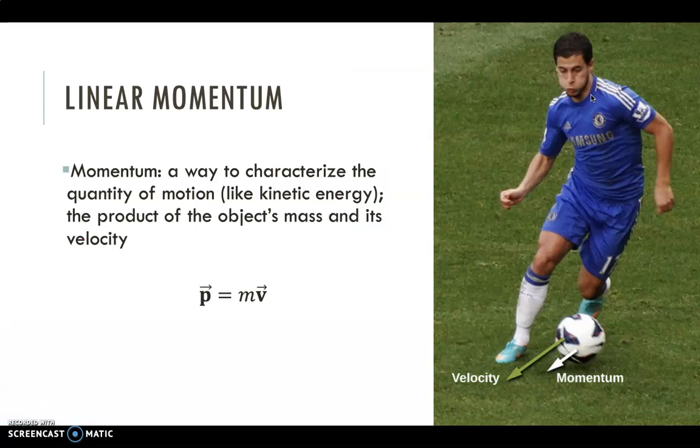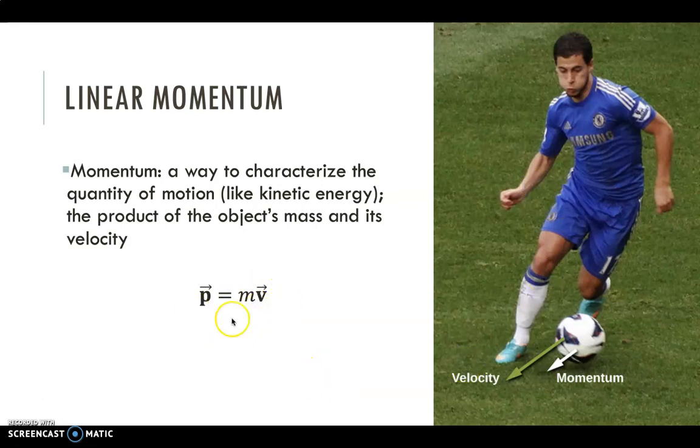Okay, so momentum is another way that we can characterize the quantity of a motion. So just like kinetic energy, we were able to talk about the motion of some object. We can describe its energy in motion. Okay, so now we're able to do that in another way, and momentum is defined as the product between an object's mass and its velocity.